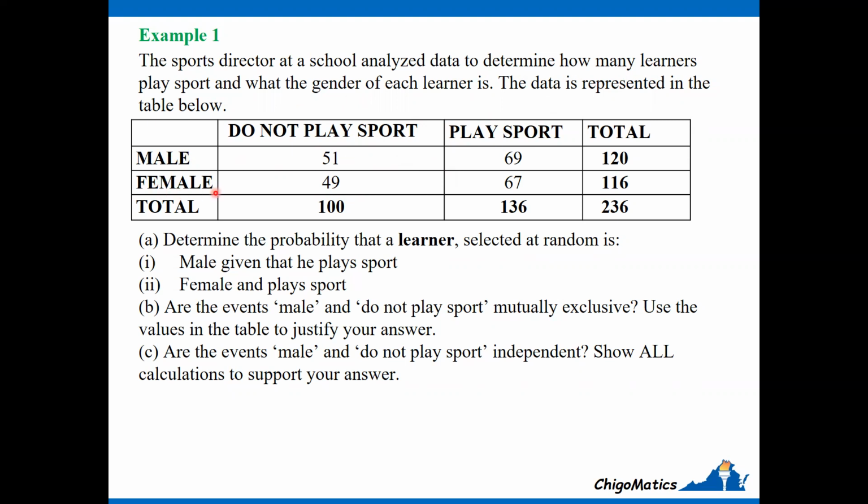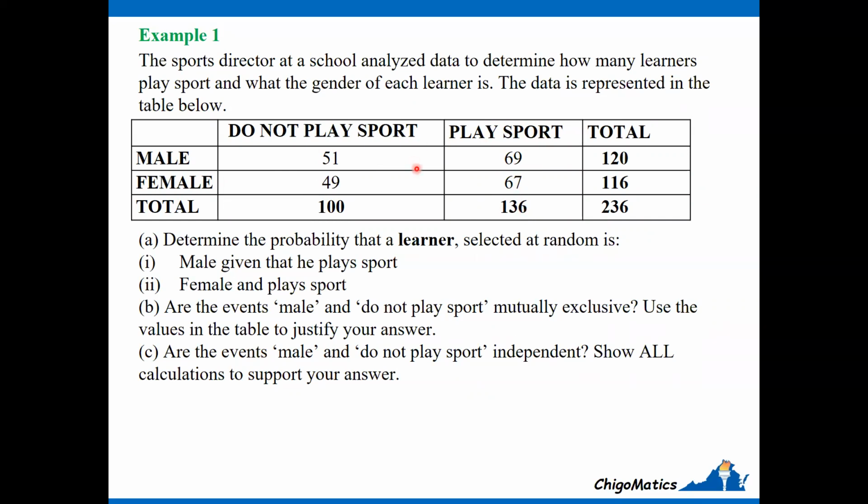play sport, male and female, right? So that now, if you want to know the number of male that are in the school, you add 51 plus 69 to give you 120. If you want to find the number of female in the school, again, you add 49 and 67 to get 116, right? Fine. If you want to know how many students do not play sport, that means you add 51 and 49 to get 100. Those who play sport, you add 69 and 67 to get 136.